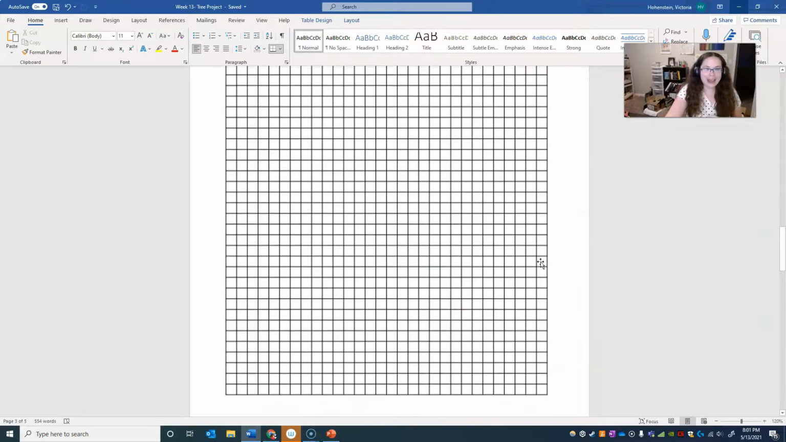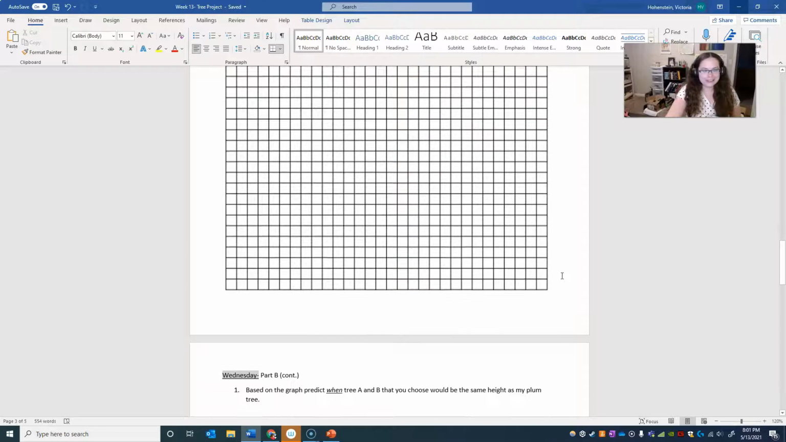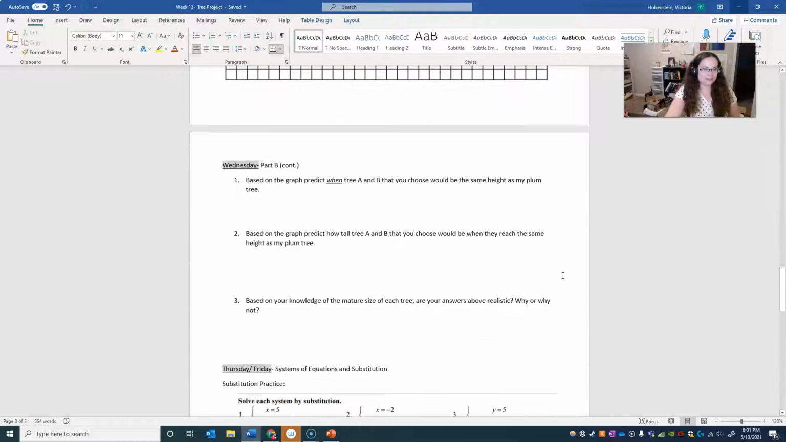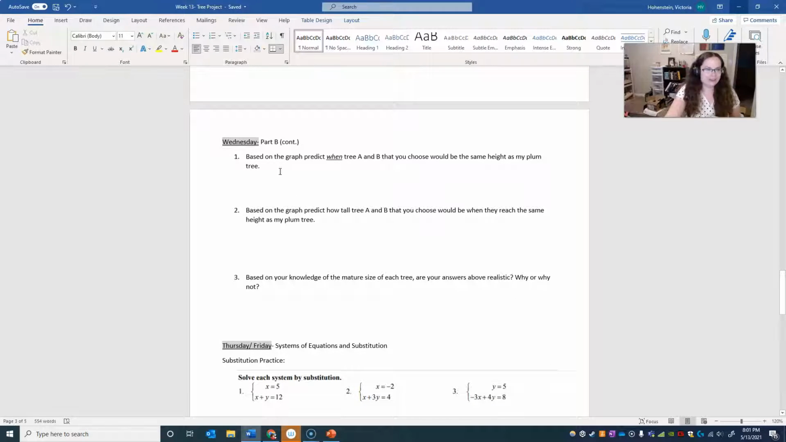So that is part A of the tree assignment. Oh, part B, sorry. I forgot there were questions. So you're going to, based on your graph, predict when tree A and B will be the same height as the plum tree. And the way you're going to do that is you're going to look at the lines and figure out where they cross each other.